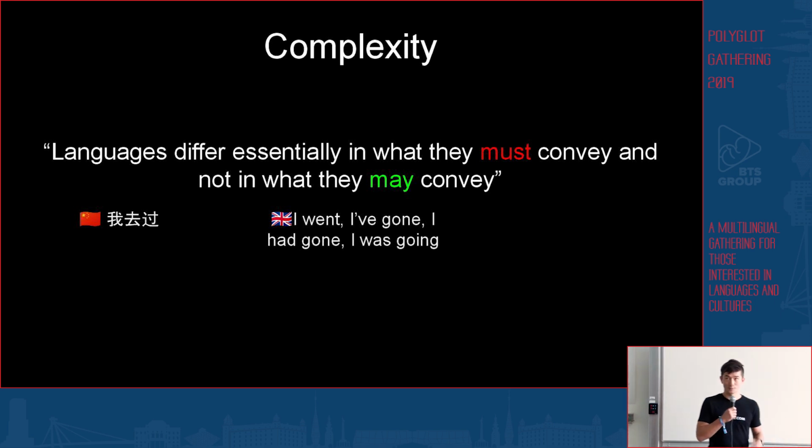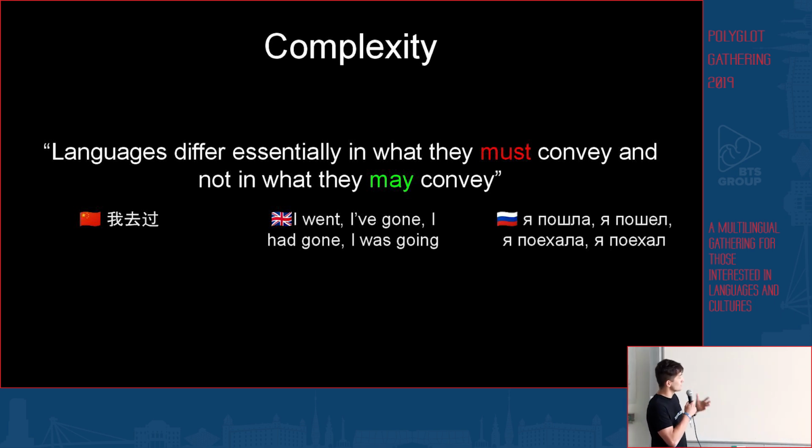Then you go to a language like Russian, and it gets even more complex. It's impossible to say "I went" without implying my gender, right? If I say "я пошла", it means I'm a female, and if I say "я пошел", it means I'm a male. Even if I don't want to specify my gender, in Russian I have to. It doesn't mean that in Chinese you cannot specify your gender. Obviously you can, you can say, I went and I'm a woman, and that's basically the same information. But if you want to say just "I went" in Russian, you have to add all those details.